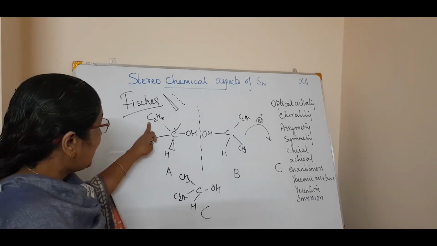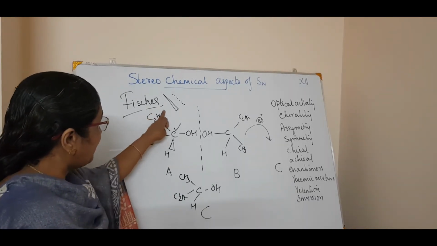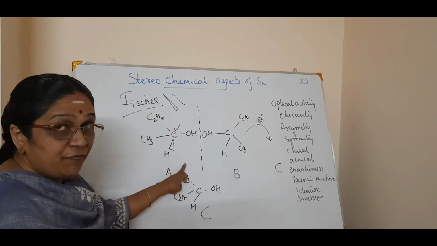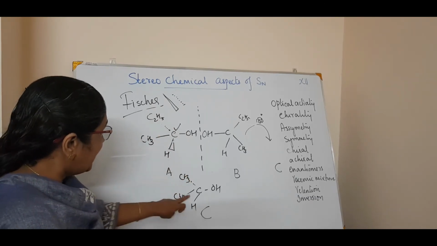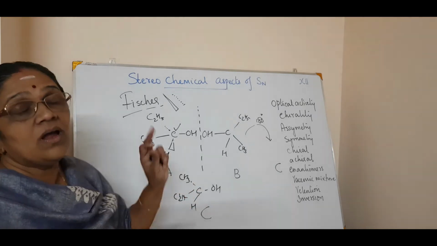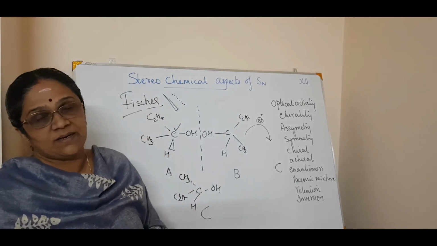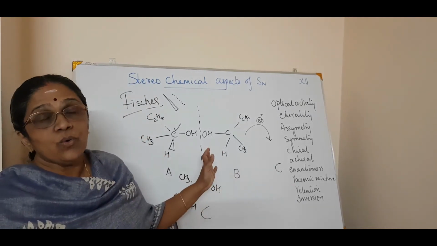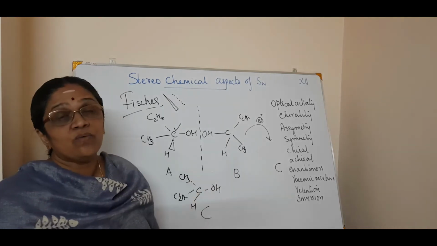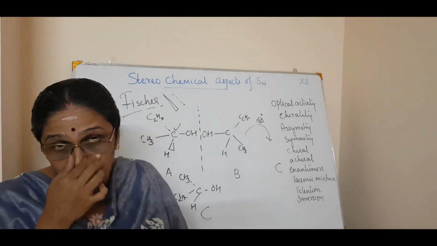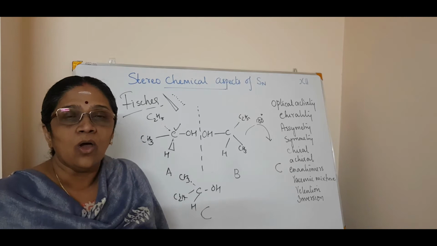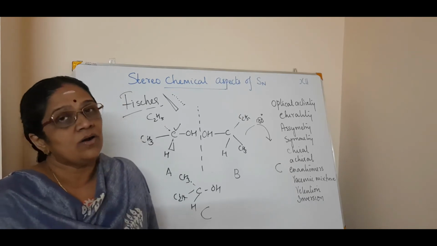Why? Because here there is C2H5 where the other has CH3, and where there is CH3, the other has C2H5. They are different. So it is non-superimposable. That is how you find out whether a molecule or a compound is superimposable or not, or optically active or not.